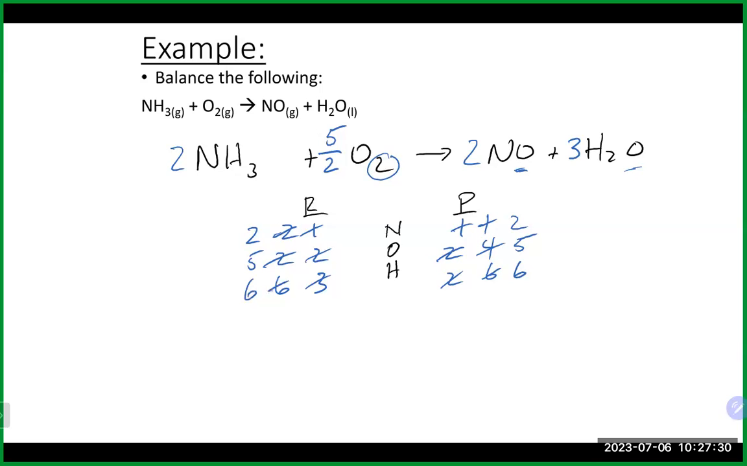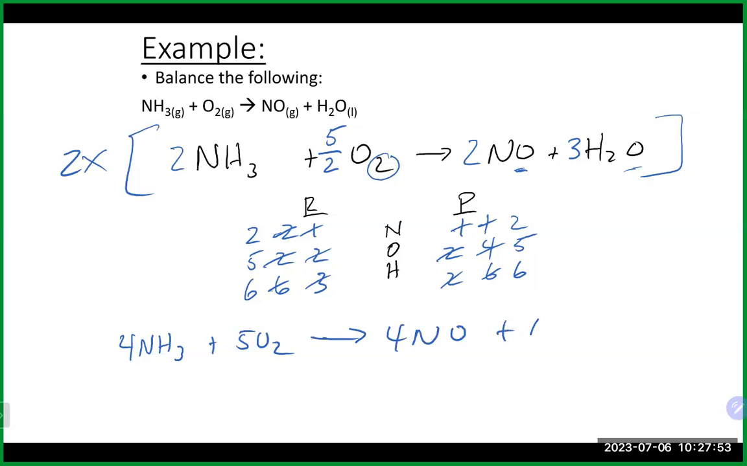Again, we are technically balanced, but we cannot leave the fraction. So although we can use it again to balance it, we do have to take the extra step if you do not want it marked wrong. Yes, and multiply everybody by 2. And that would get you 4NH3 plus 5O2 gives us 4NO plus 6 this time, I think, waters.